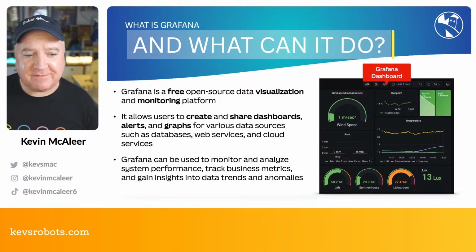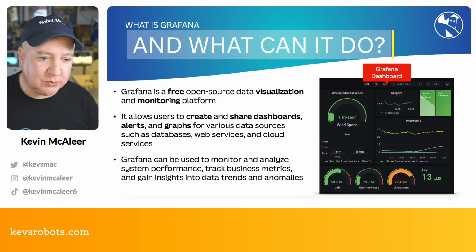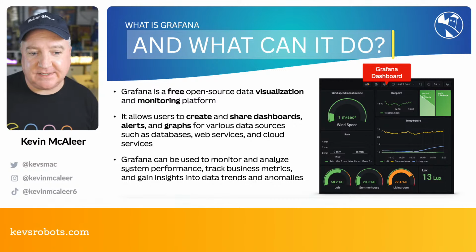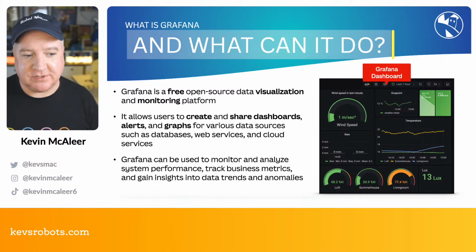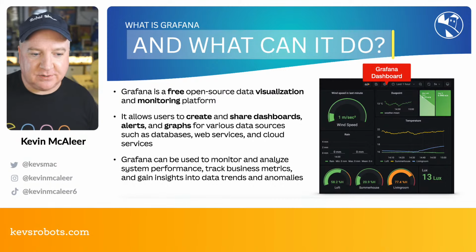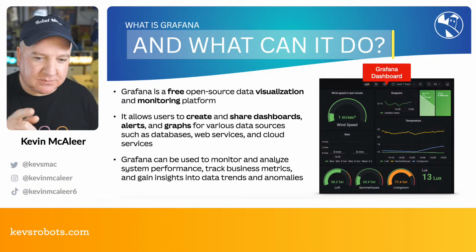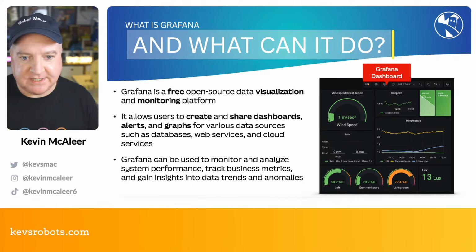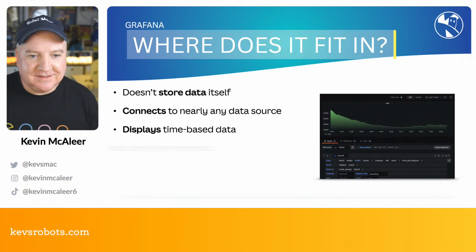Grafana is a free and open source visualization and monitoring tool, exactly what we're after, really. It's going to allow us to create and share dashboards and alerts, which is quite cool, as well as graph the various different data sources such as databases, web services and cloud services. It can also enable us to look at system performance, track business metrics if you want to do that kind of thing, and gain insights into that data. The insights we're looking for is, is there any of our Raspberry Pis that are offline, for example? They haven't checked in for a while, or is there any that are maxing out on any of their memory, CPU or disk space?